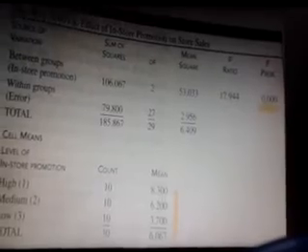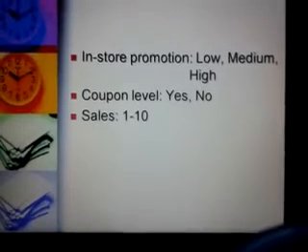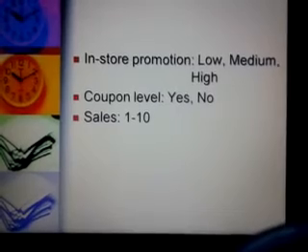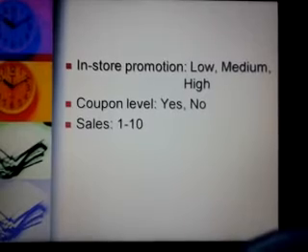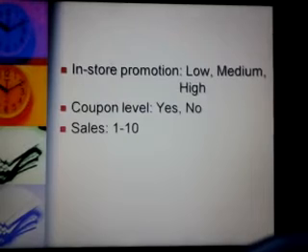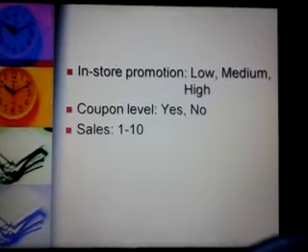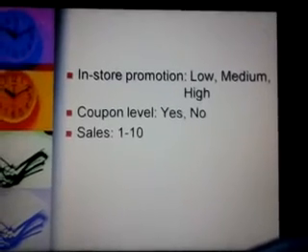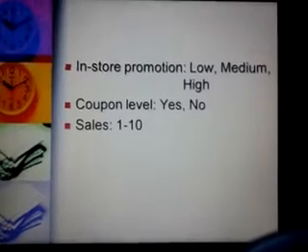Then another example, for n-way ANOVA. In this case, we are using two-way ANOVA. Two independent variables are there. One is in-store promotion on an ordinal scale: low, medium, and high. Another independent variable is coupon level, on a nominal scale: yes and no. So there are two independent variables and one dependent variable, sales, on an interval scale, a rating from 1 to 10. This is two-way ANOVA. Again, we can see the results and analyze.